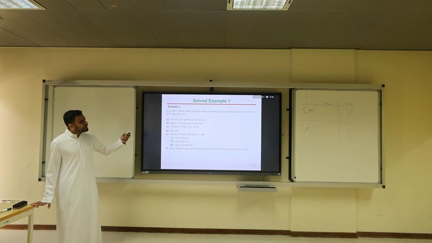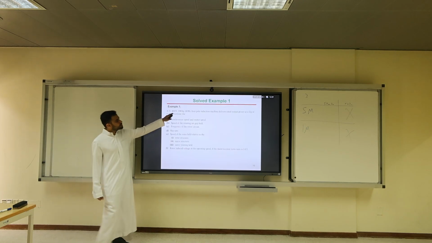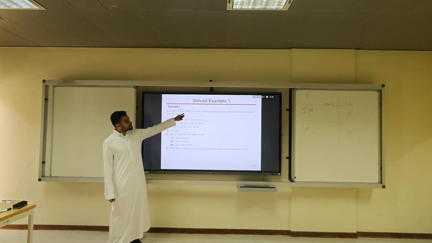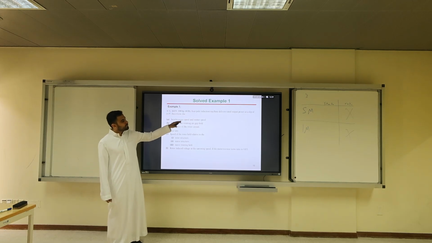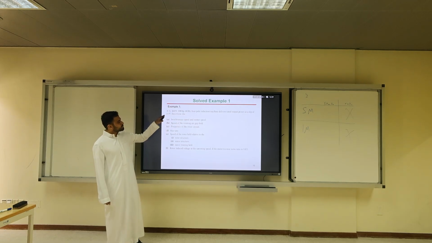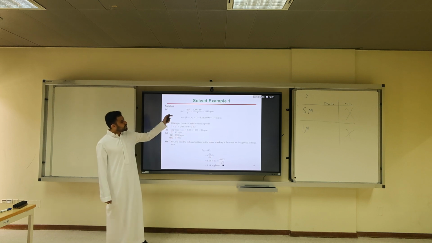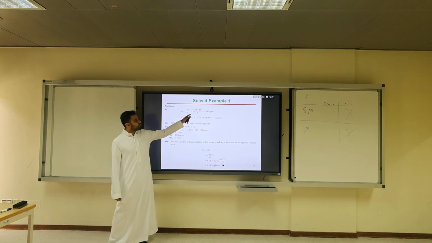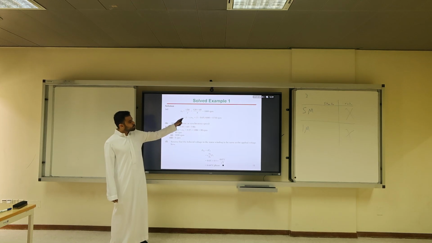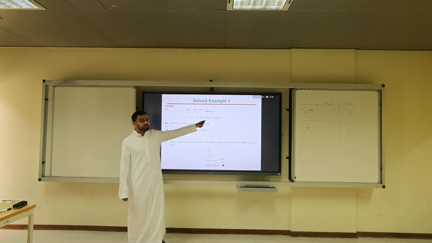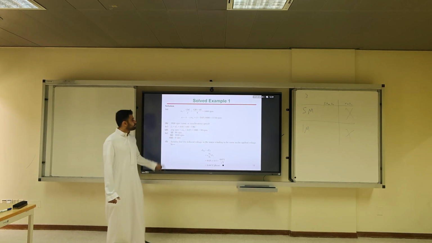This is a simple example. A 3-phase 460 volt line to line, 100 horsepower, 60 Hz, 4-pole induction machine delivers rated output power at slip of 0.05. Find the synchronous speed and the motor speed. Synchronous speed is 120 F over P, 1800. The speed of the motor is 1 minus slip times the synchronous speed, which is 1710. This is easy from 360.